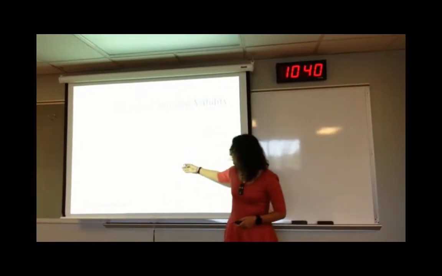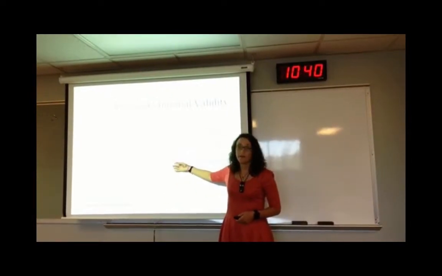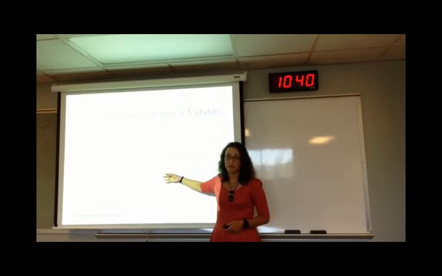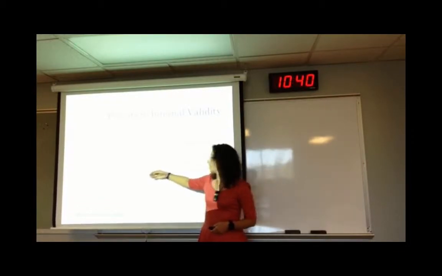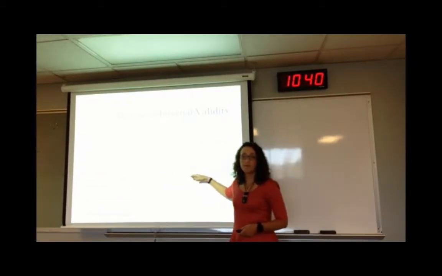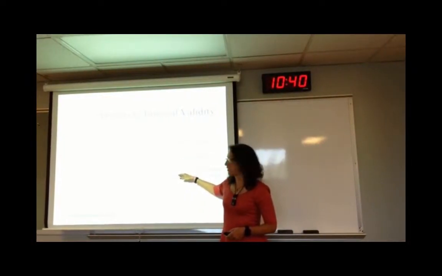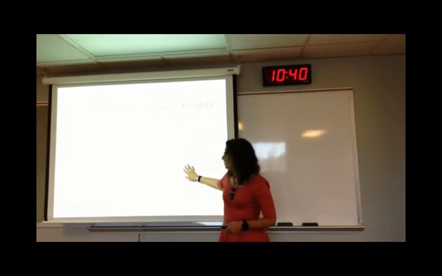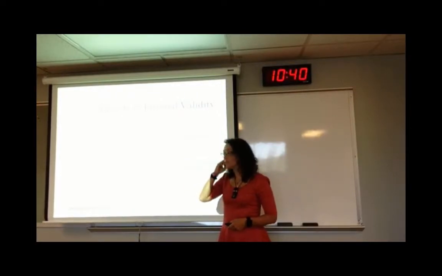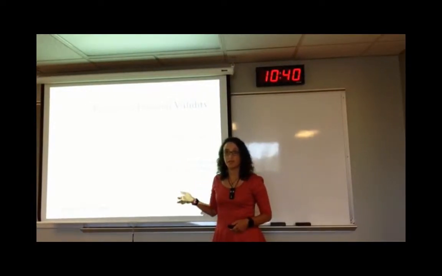Selection. This is one where if your random sampling fails you, that is what selection is. So if there's some kind of bias in your selection methods, that is a threat to internal validity. Your participating groups may be different from one another just because of who's in them.